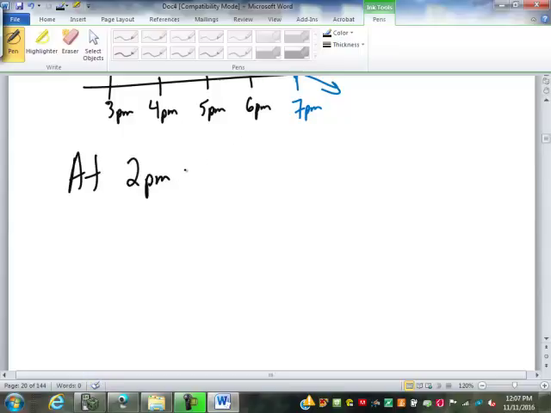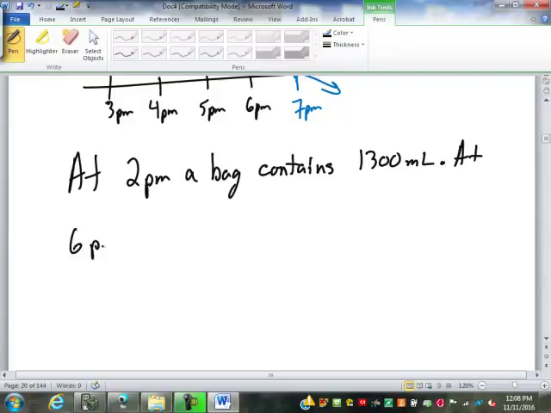So let's have you guys try one. At 2 p.m., the IV bag contains 1,300 milliliters. At 6 p.m., it contains 500 milliliters. Find the flow rate.